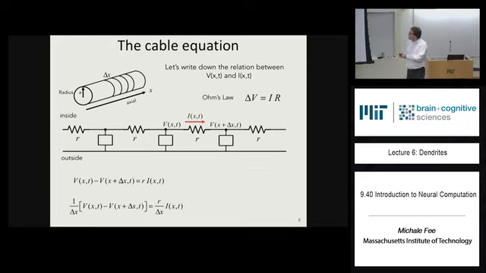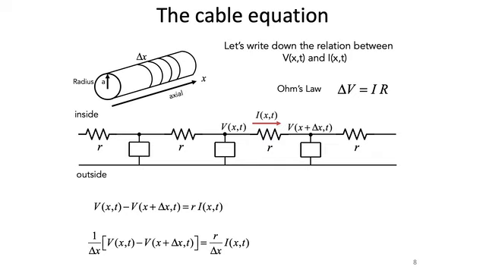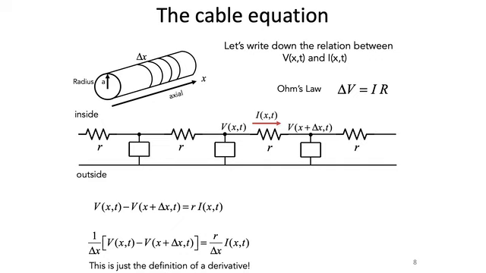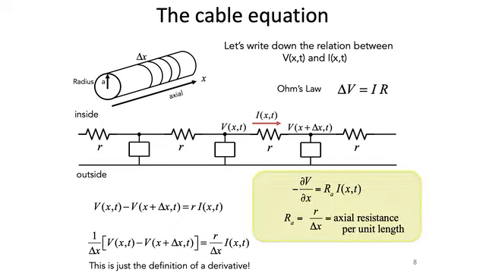And now we're going to rewrite this. Let's divide both sides of this equation by delta x. So you see 1 over delta x, V of x minus V of x plus delta x is equal to little r over delta x times the current. And can anyone tell me what that thing is as delta x goes to 0? Good. It's the spatial derivative of the voltage. That's just the definition of derivative when delta x goes to 0.